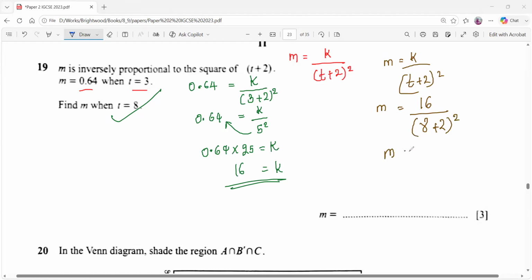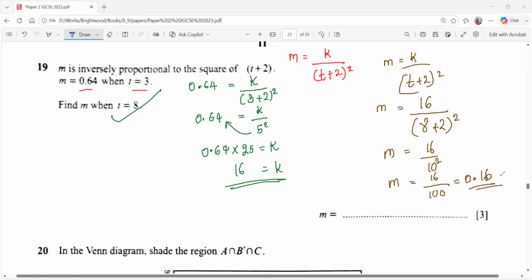So m equals 16 over (8 plus 2) squared, which is 10 squared, which is 100. So 16 divided by 100 is 0.16. Here is the answer, 0.16. If they give direct proportional, you do not need to take 1 over; k into should be there. In direct proportional you write it one way, and in inverse proportional you have to write like this. Clear?